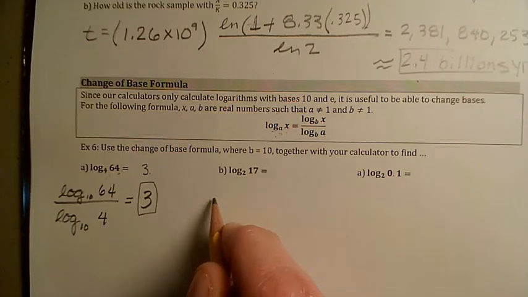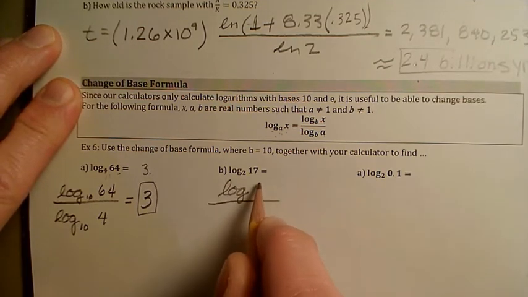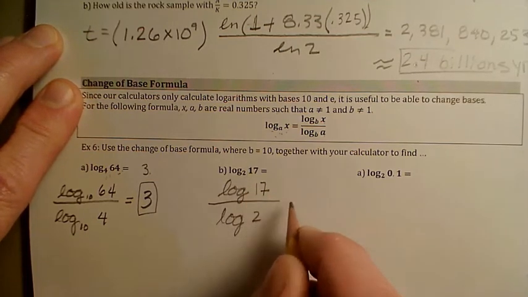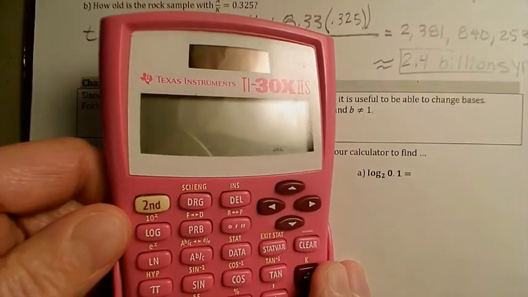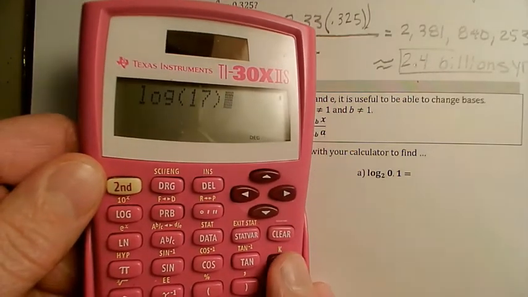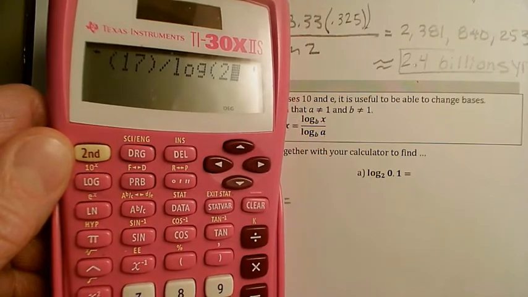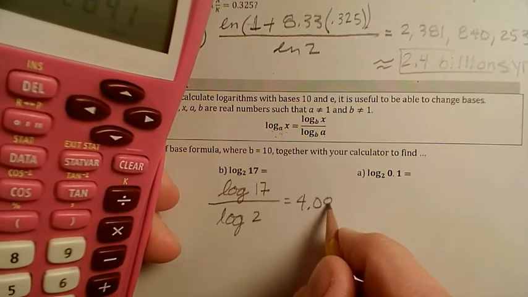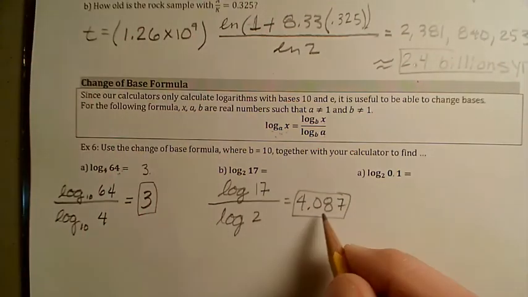All right, so try this one then. And again, this time I'm just going to say common log, I'm not going to write the base in. The common log of 17 divided by the common log of the original base 2. So again, we just plug those right into our calculator. We do log of 17, make sure we close that argument, and divide by log of 2. And so that is 4.087, something like that.